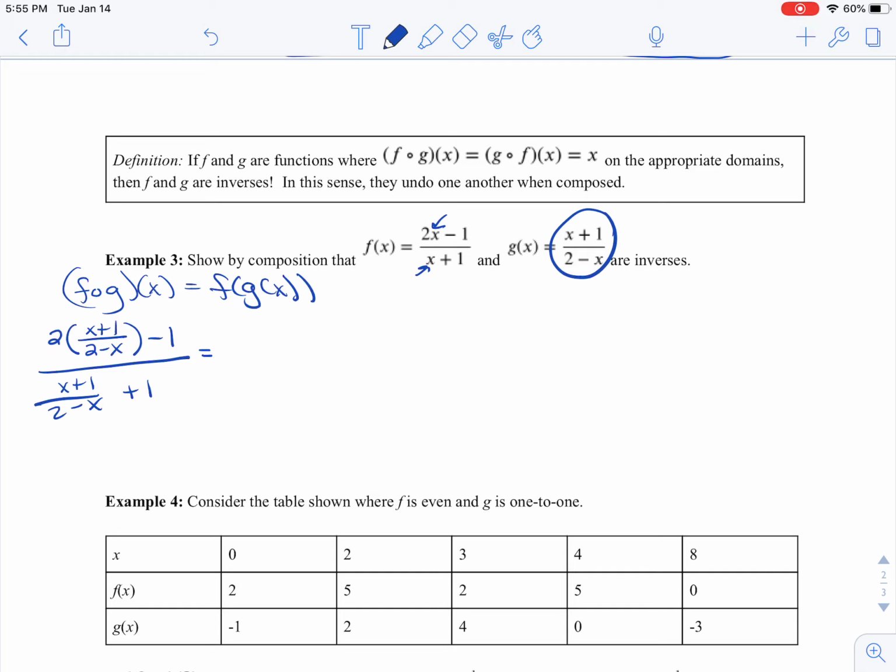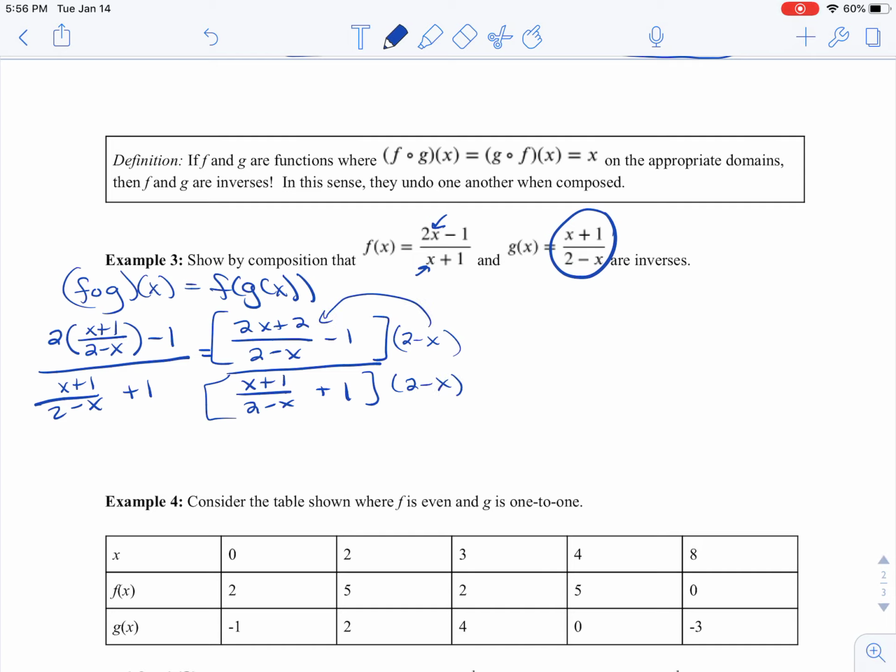So to simplify this, I'm going to distribute this 2 first. So 2x plus 2 over 2 minus x, minus 1 over x plus 1 over 2 minus x, plus 1. Now, to simplify this, I want to multiply the whole thing. Remember, to have an equivalent fraction, I need to multiply the numerator and denominator by the same thing. So I'm going to multiply by 2 minus x. And the reason I'm going to do that is when I distribute here, that cancels out the denominator.